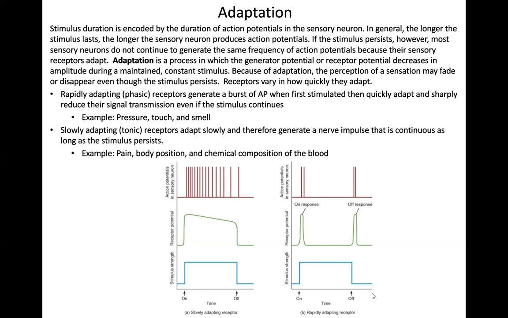So this type of receptor experiences adaptation. They generate a burst of action potentials when first stimulated, but then quickly adapt. The sensation is going to disappear. It will sharply reduce the signal transmission, even if that stimulus continues. Sensations that involve these types of receptors would be pressure, touch, and smell.